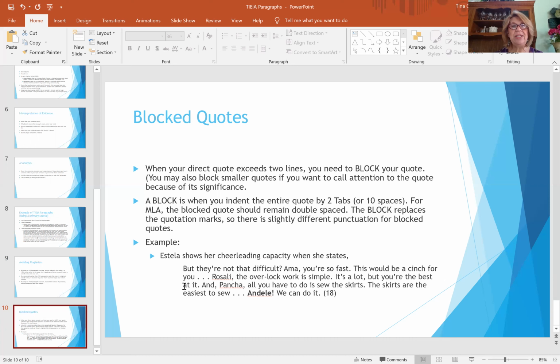I don't show it on this PowerPoint, but in your essay that is already double spaced, so too should be your blocked quote. You do not go back and forth, double space essay, single space, blocked quote. That should also be double spaced for MLA format. Notice, not only in the block do you not have quotation marks, but the end punctuation and the citation is slightly different for a blocked quote than when we quoted within a sentence. The end punctuation now comes before the page number. That is slightly different than what we did when we incorporated the quote into the sentence.